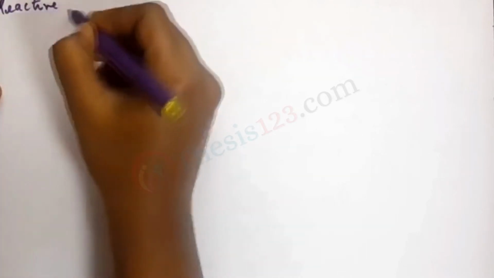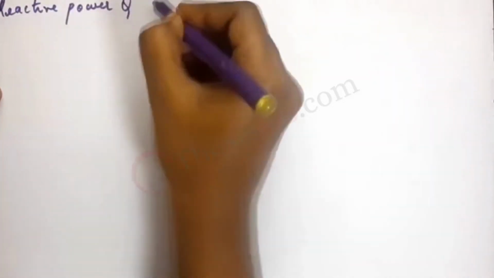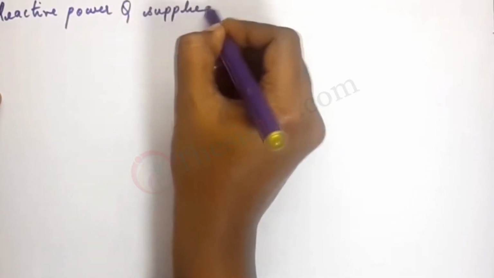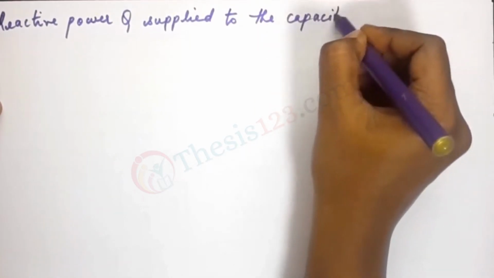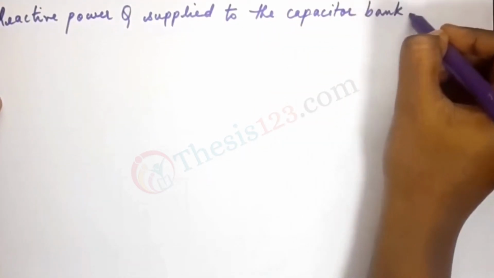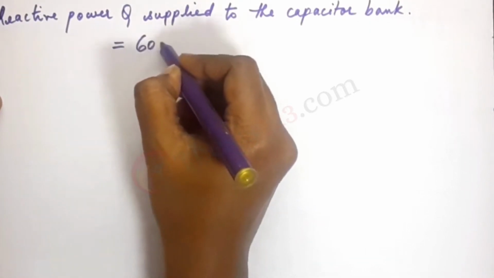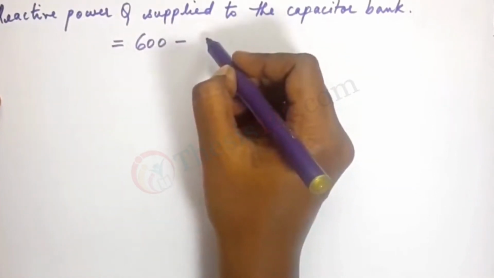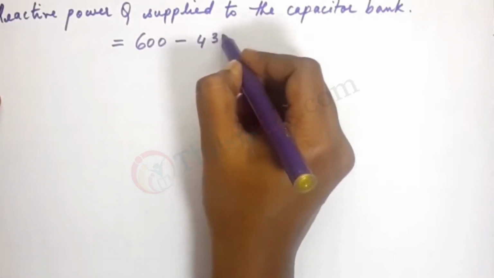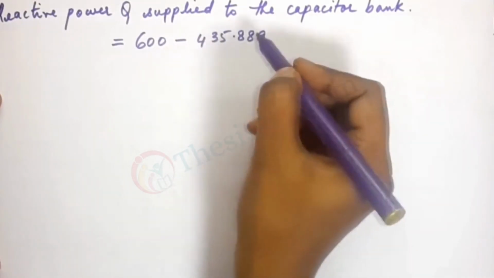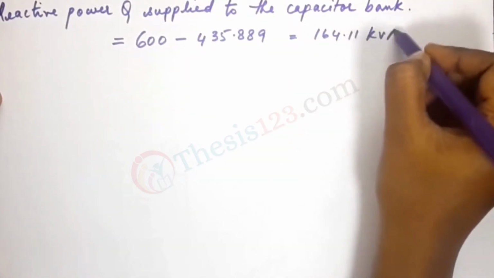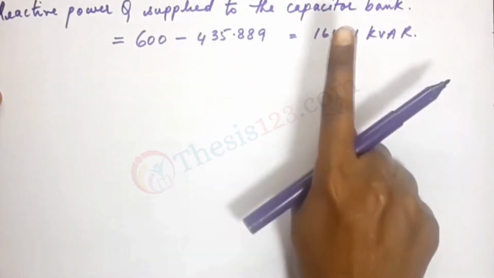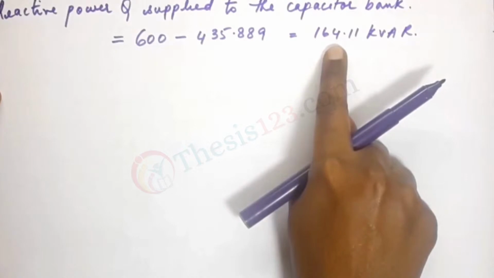The reactive power Q supplied to the capacitor bank is equal to 600 minus, we found the value to be 435.889. Now if we subtract the 2, we get 164.11 kVAR. Okay, so this is the reactive power that is being supplied to the capacitor bank.